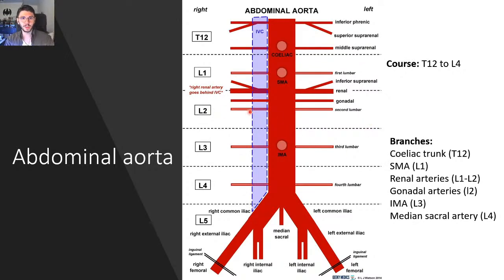At L2 we also have the gonadal arteries. So in the males, that's the testicular artery, and in females, that's the ovarian artery. Very important here. And they go down and descend. At L3, we have the inferior mesenteric artery.